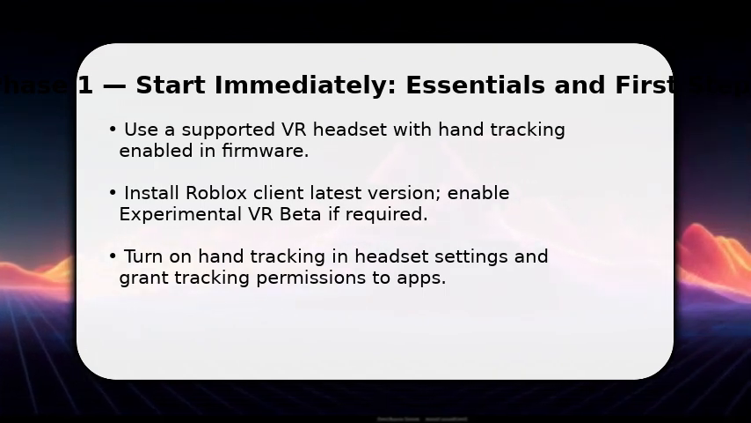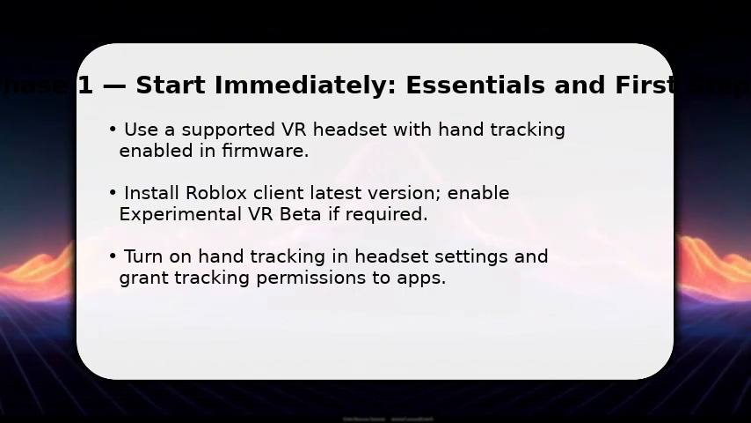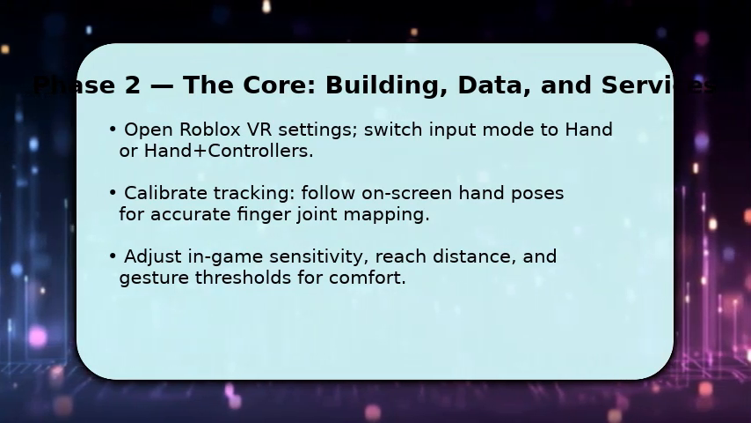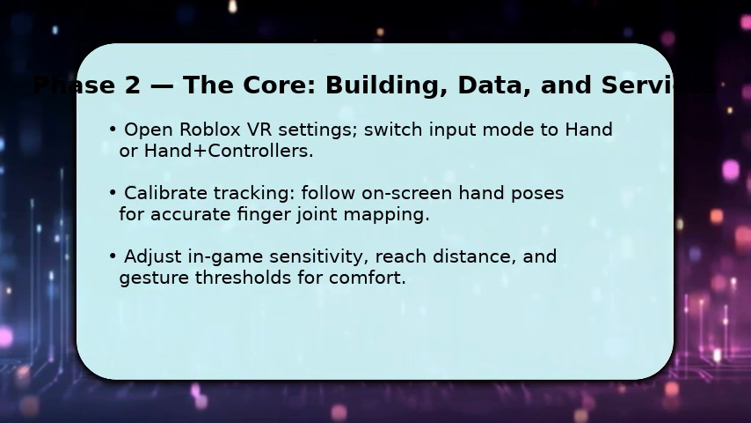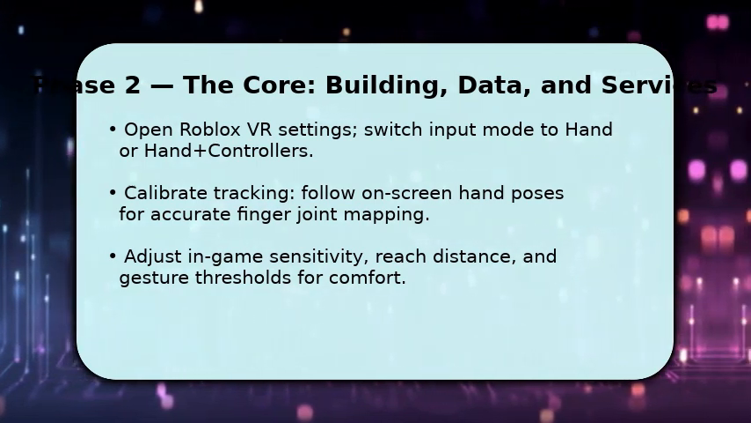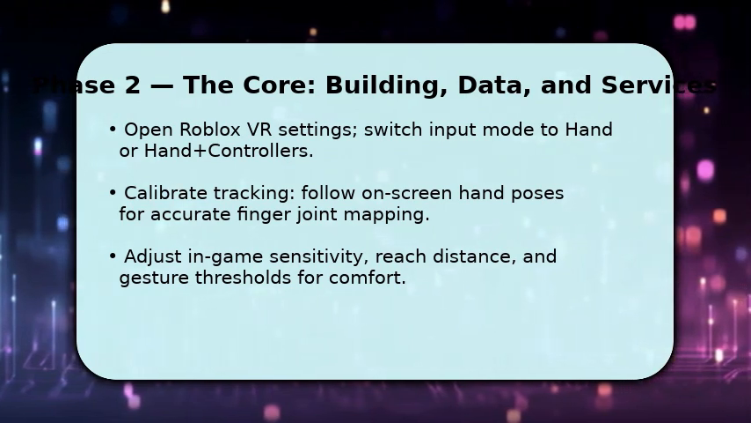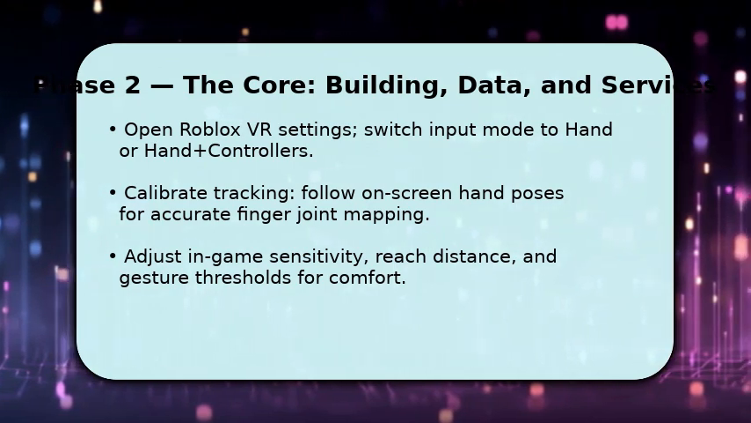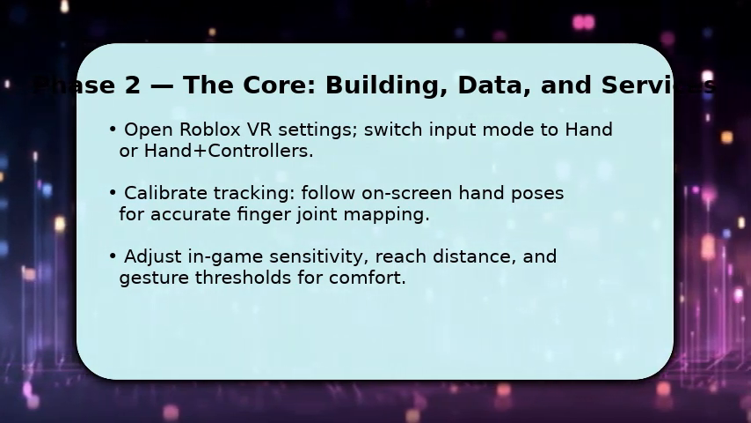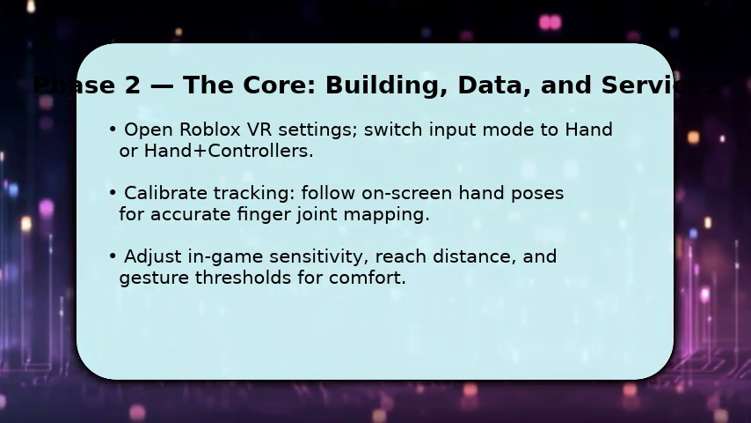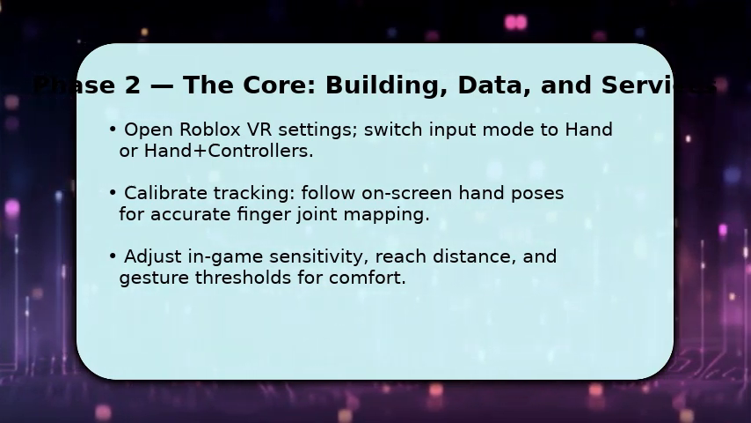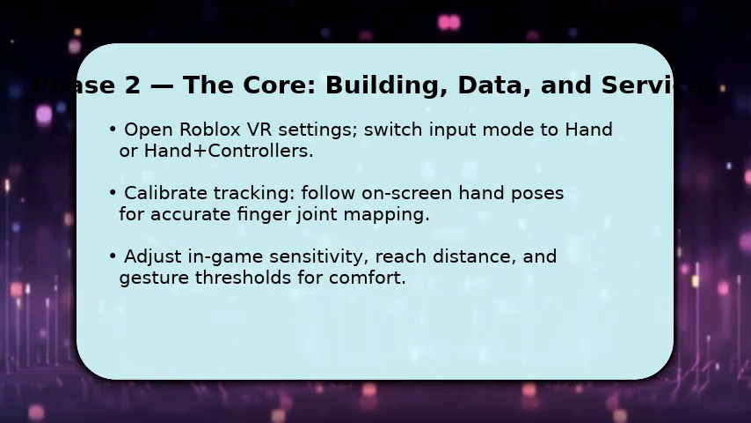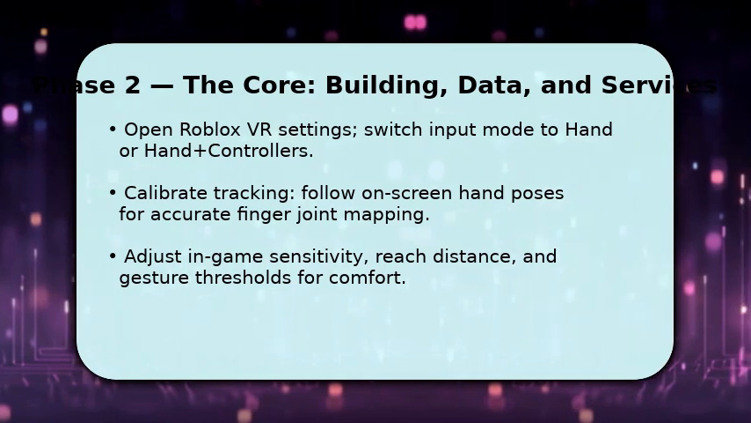Once the foundation is ready, you configure Roblox to use hand input. In VR settings, select hand or hand plus controllers depending on preference. Then run the in-game calibration. This maps your wrist, palm, and finger joints to the avatar so gestures translate naturally. Make sure to perform slow, deliberate poses during calibration. Rushing causes mismatches. Afterward, tweak sensitivity, reach distance, and gesture thresholds to reduce jitter and accidental grabs, because small adjustments drastically improve interaction reliability. To finish, you run a sequence of practical tests.